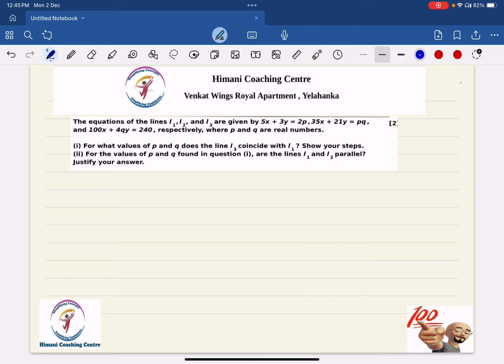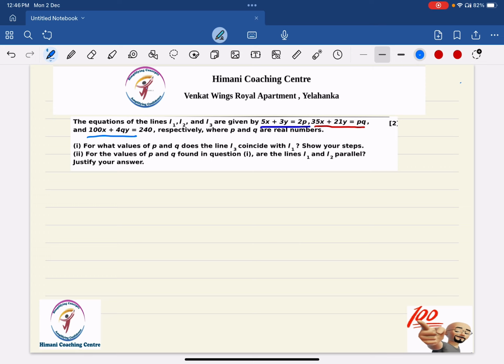Here we are given equations of lines L1, L2 and L3. L1 is 5x plus 3y equals 2p. Equation for L2 is 35x plus 21y equals pq. And equation for L3 is 100x plus 4qy equals 240. Okay. Now, where p and q are real numbers, for what value of p and q does the line L3 coincide with L1? Show your steps.